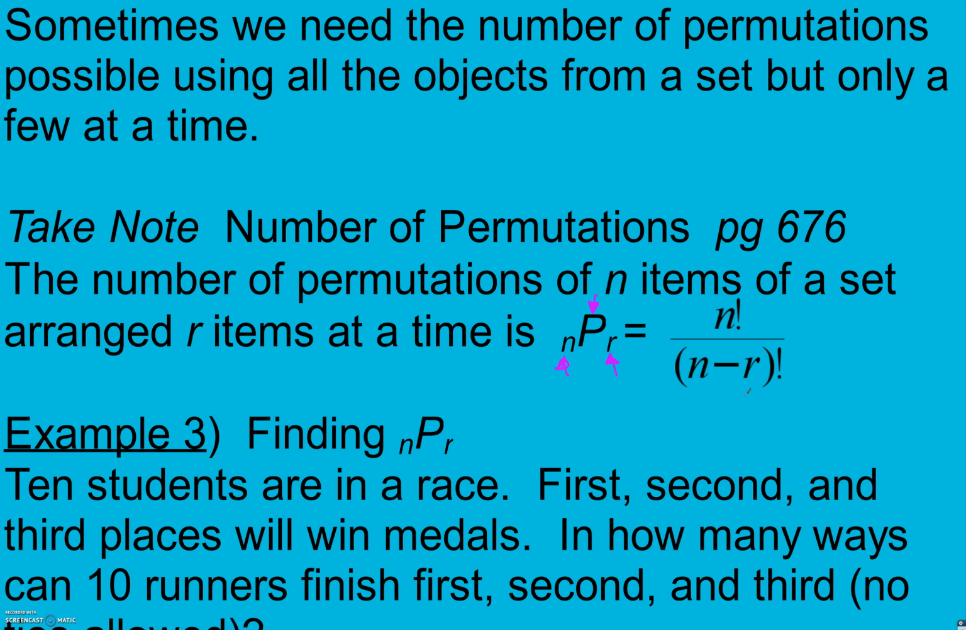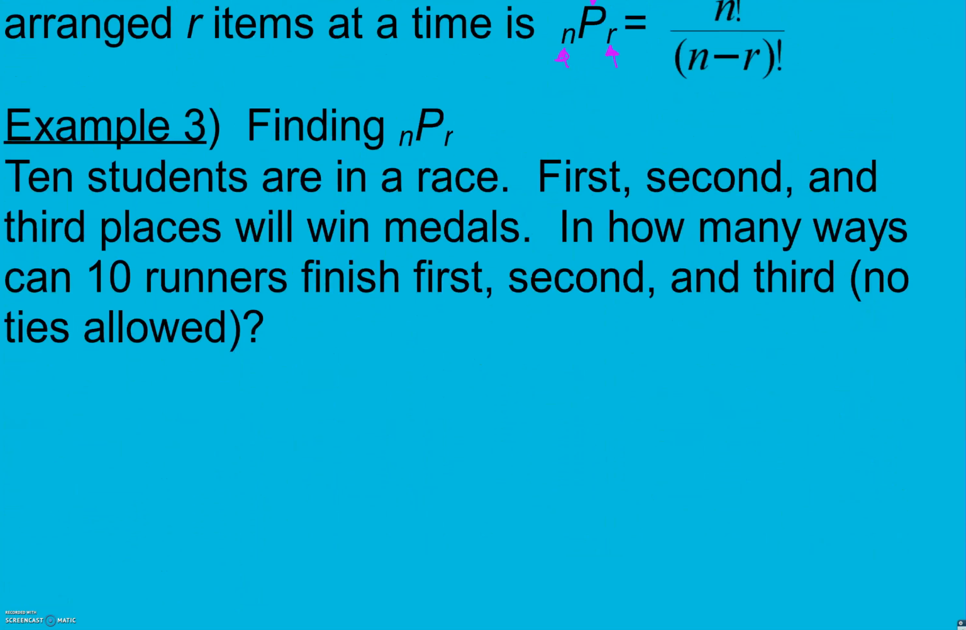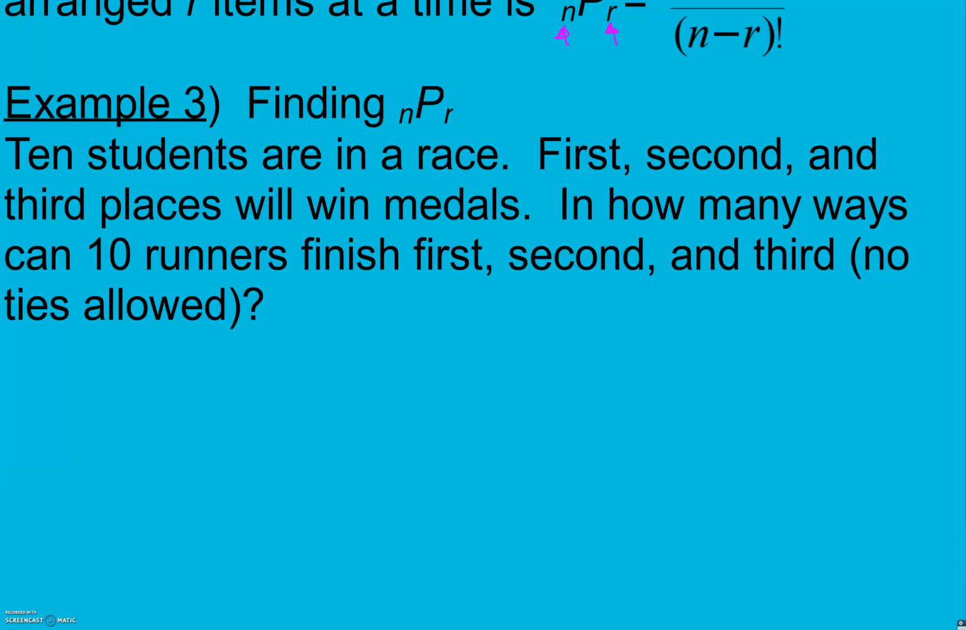So 10 students are in a race. First, second, and third place winners will win medals. In how many ways can 10 runners finish first, second, and third with no ties allowed? So here, our total number of students is 10. Order matters, so we're going to use permutation. And the amount we need at a time is going to be 3. First, second, and third. So we have 10P3.